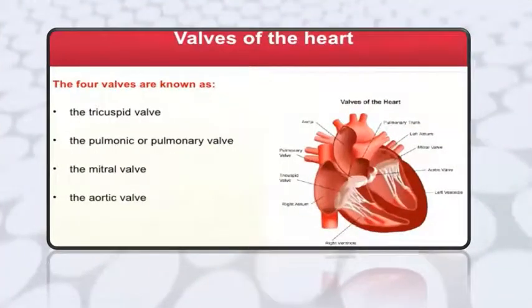Now, I told you already about the different valves present in the heart. One is the tricuspid valve. This is present between the right auricle and ventricle. Then there is the pulmonary valve. From the right ventricle, the blood enters into the pulmonary artery through this pulmonary valve.